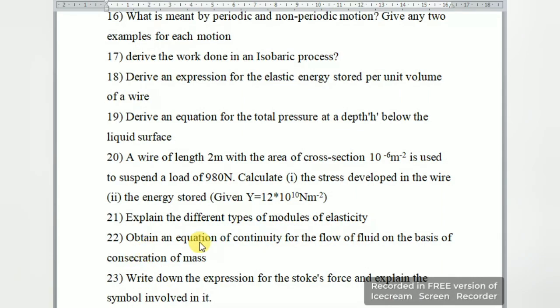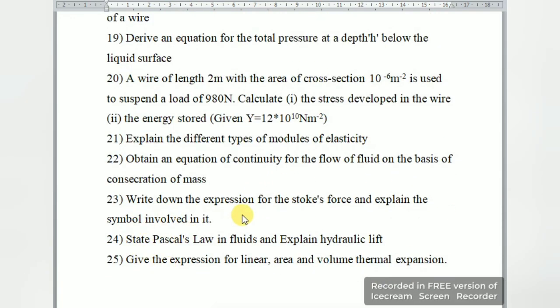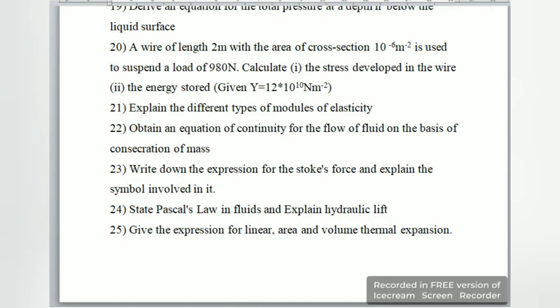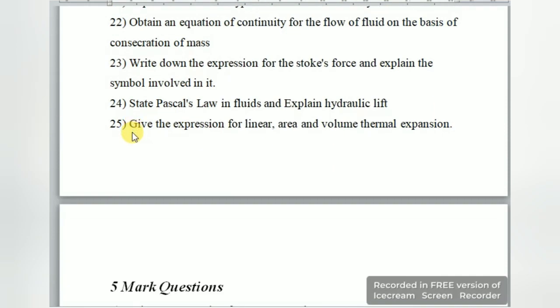Next question, obtain an equation of continuity for the flow of fluid on the basis of conservation of mass. Next one, write down the expression for the Stokes force and explain the symbols involved in it. Next question, state Pascal's law in fluids and explain hydraulic lift. Important question. Next one, give the expression for linear, area and volume thermal expansion.